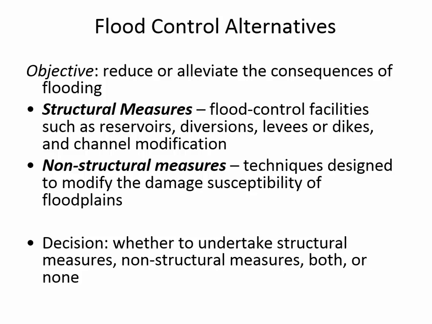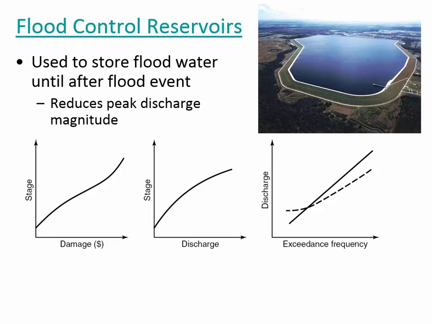All right, so we'll talk about both of them, but we'll begin with the structural measures. And here's one. It's the flood control reservoir. So I've provided those three figures, the stage to damage, stage to discharge, and discharge exceedance frequency. And what the flood control reservoir is going to do is make a change to the exceedance frequency versus discharge curve. It leaves the other curve steady, but here's the before. The solid line is before, the dashed line is after.